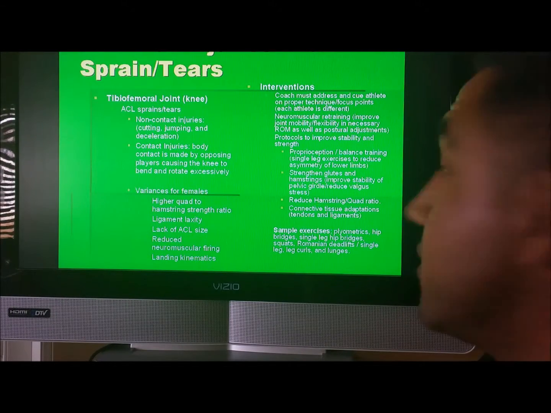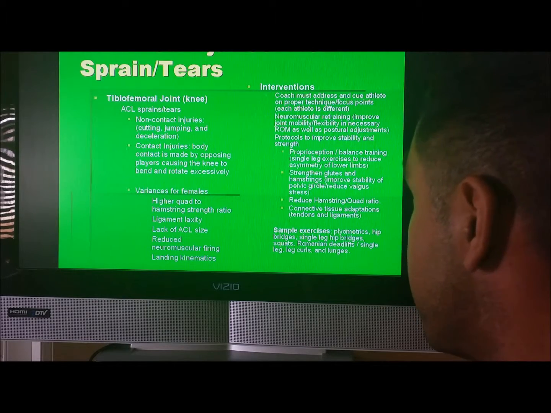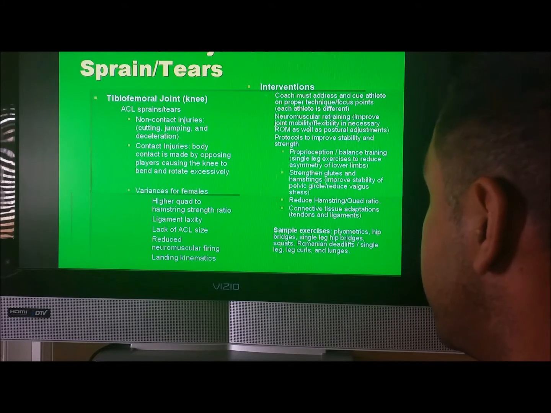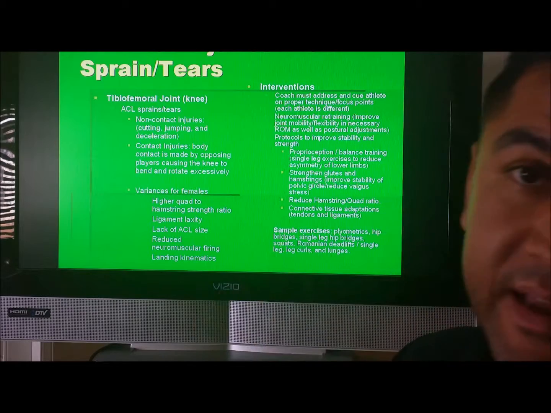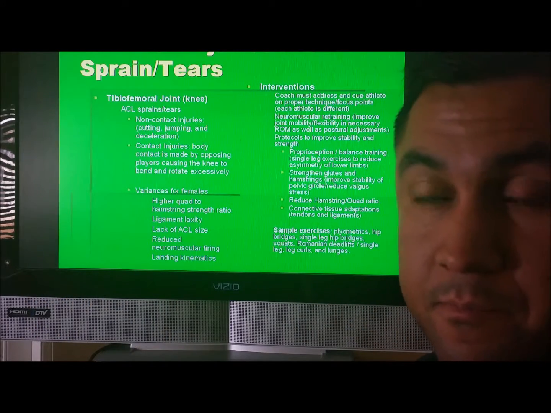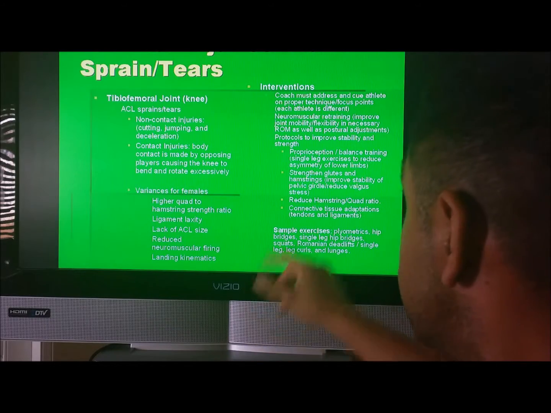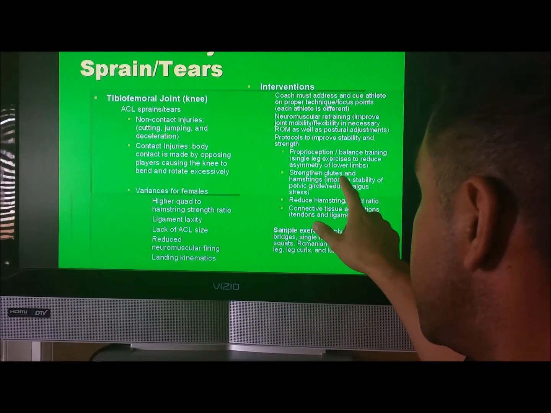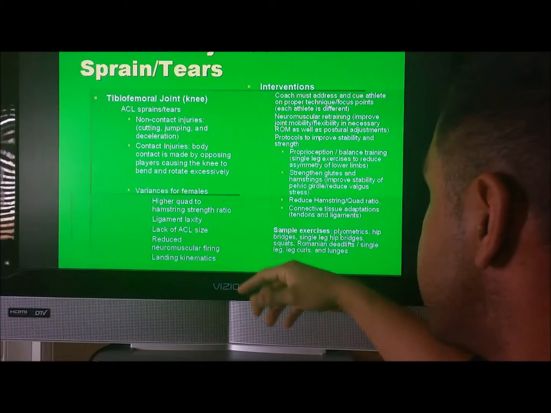Improve strength and stability. We can use protocols such as proprioception and balance training to reduce the asymmetry of the legs. So that's disparity between your stronger and your dominant and your non-dominant sides. Strengthen glutes and hamstrings of the posterior chain.